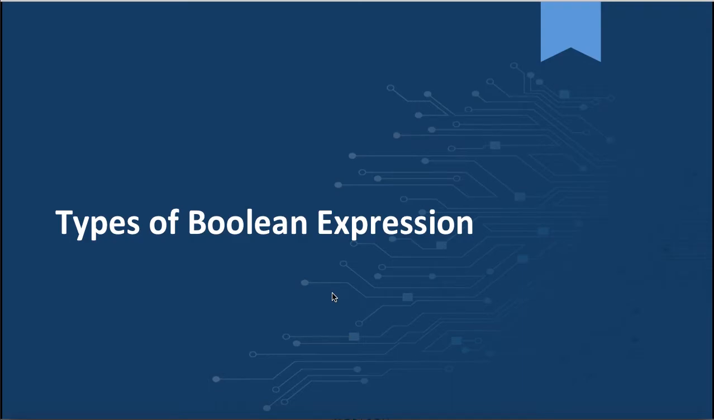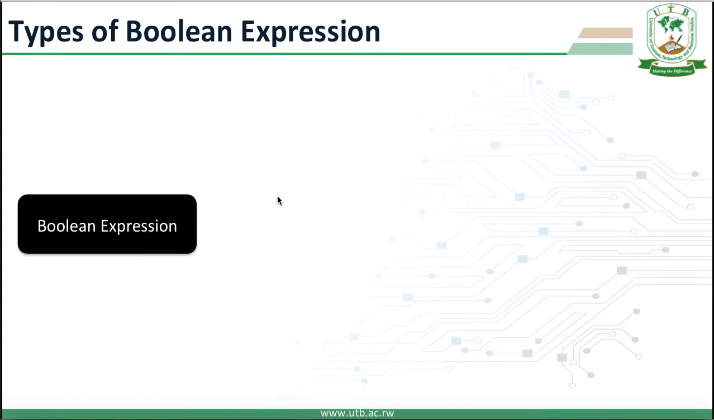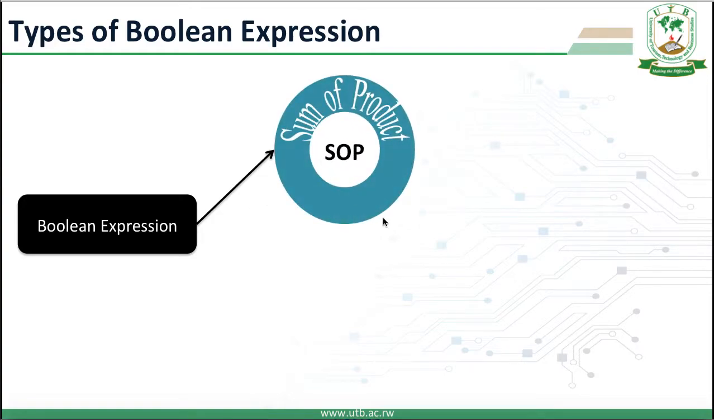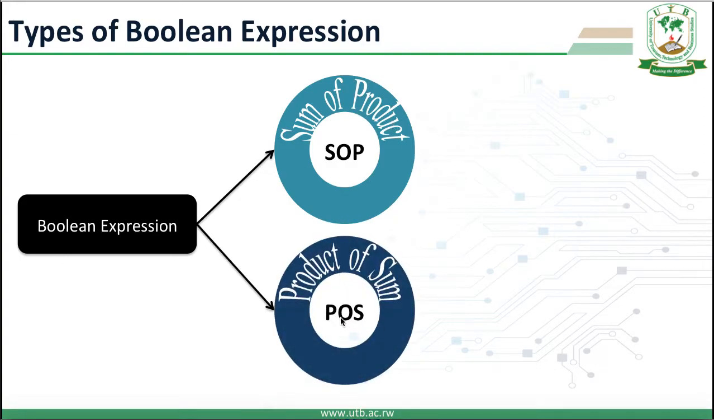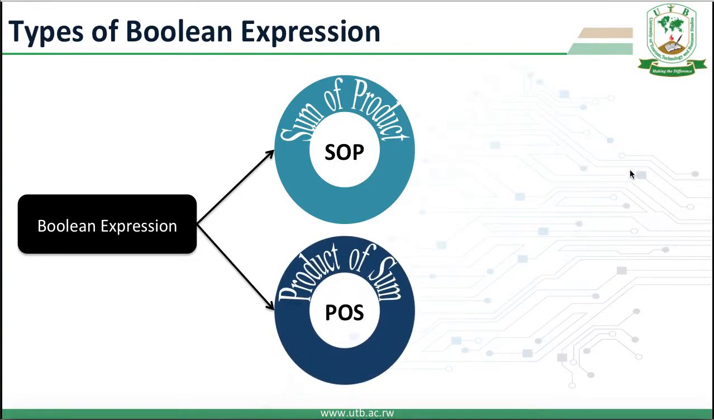Let us see the types of Boolean expression. We have two types of Boolean expression. One is called SOP. SOP stands for sum of product. Another one is called POS. POS stands for product of sum. Let us understand this SOP and POS with an example.